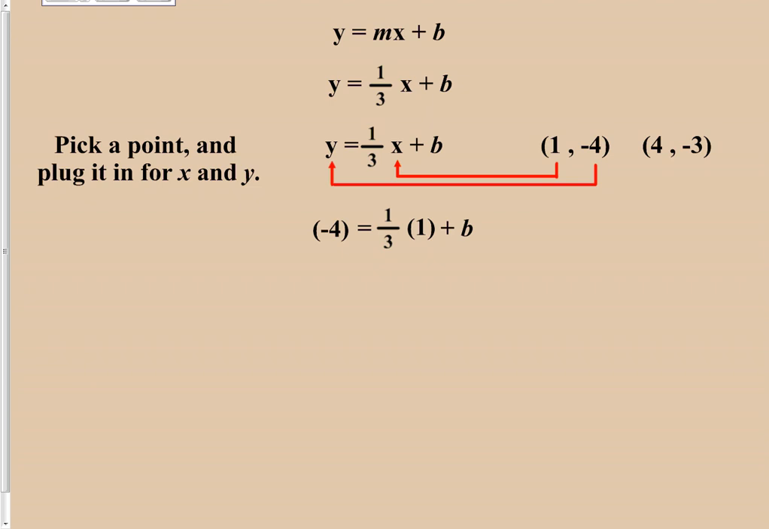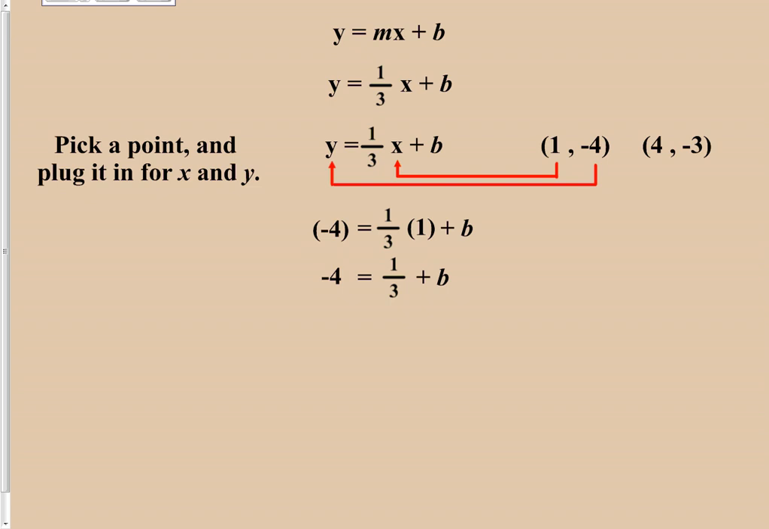Okay, so we're going to simplify here. Over on the right side, I need to do some combining like terms. I have the 1/3 times positive 1. That's two fractions multiplying times each other. Remember, when you multiply fractions, you multiply the numerators together and the denominators together. So that's actually 1/3 times 1/1, which results in 1/3.